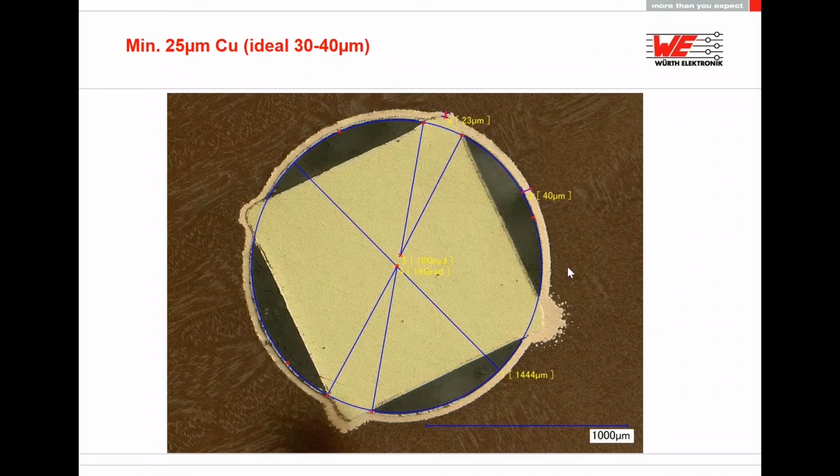It's also not that critical if you touch the FR4 material, because you can see here we have less copper, as here, for example. But even if you would touch FR4 material here on the sides, because you are cutting deeper on the sides, you still have a lot of connection to the copper of the via. So it's not really critical.